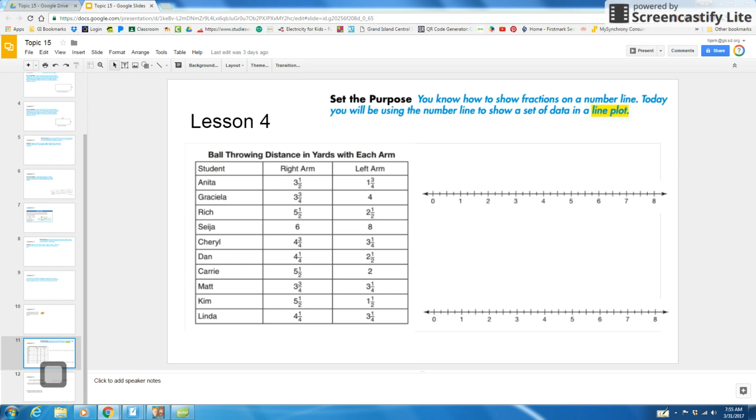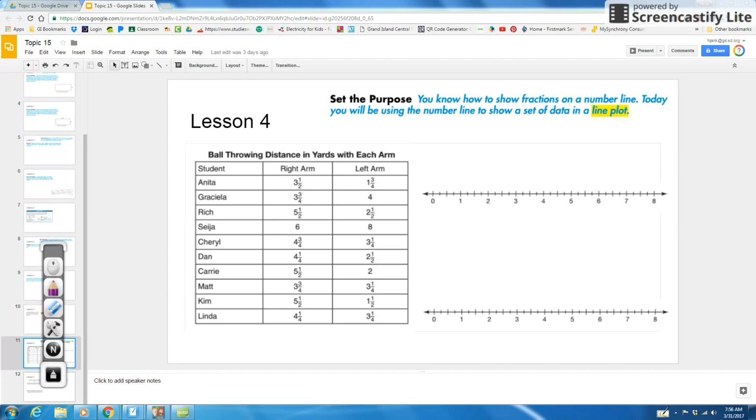This lesson hopefully is a review. You've hopefully seen these before, but these can get a little tricky. What these are called is we're going to be looking at a line plot to either plot data or information, or to use those line plots to pull information from. Over here we have a chart with a bunch of different students and how they threw a ball using their right and their left arm. So what we're going to do is just practice plotting.